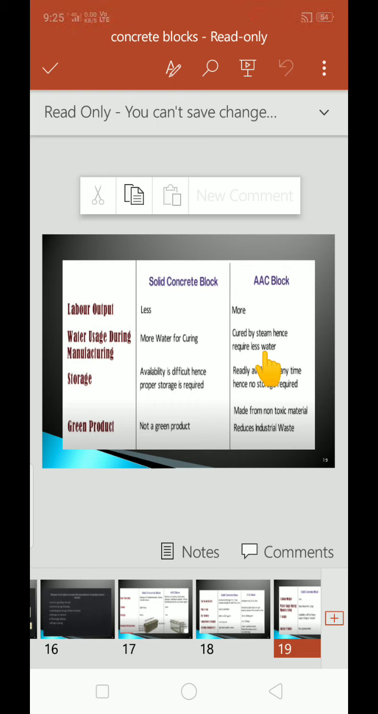Then not a green product, or it doesn't have any chemical gases or anything, it doesn't cause any harm to the environment. Okay, so not a green product, it gives toxic material, while the other reduces industrial waste. Okay, this is all about the cement concrete blocks.